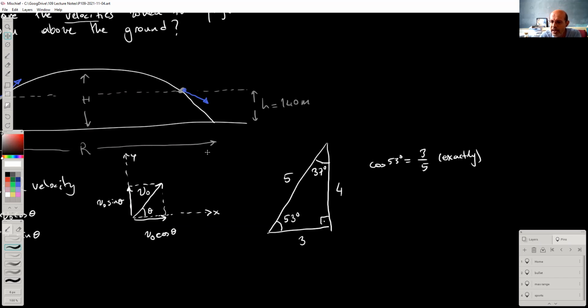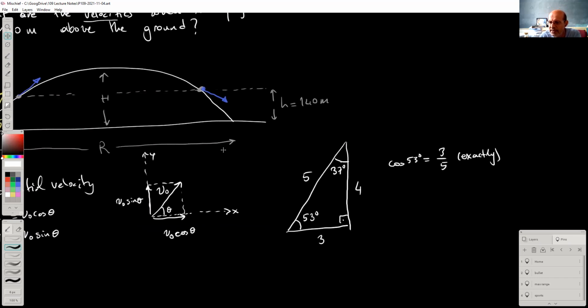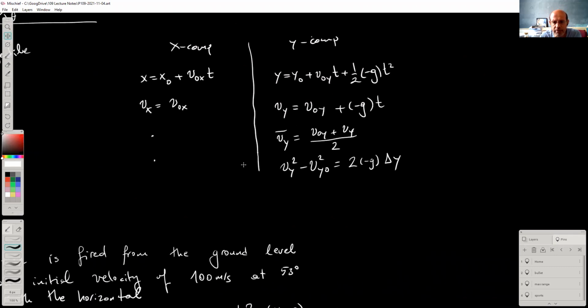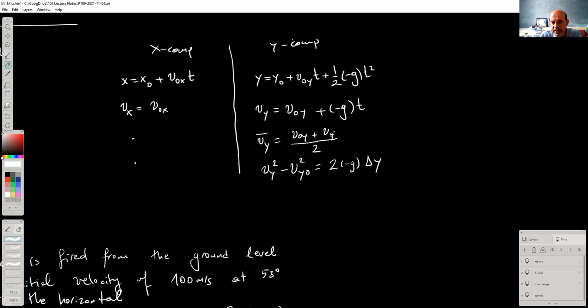For the y component, I said average velocity is v0y plus v. All right, I made a mistake probably in here. No, that's vy, right? That's the final y velocity. Initial velocity, final velocity, their arithmetic average is the average velocity over that time interval. All right, that was the third constant acceleration formula. And that's the fourth.